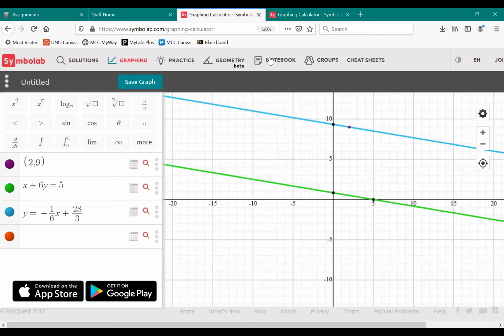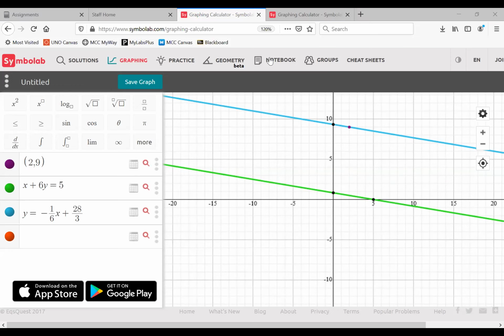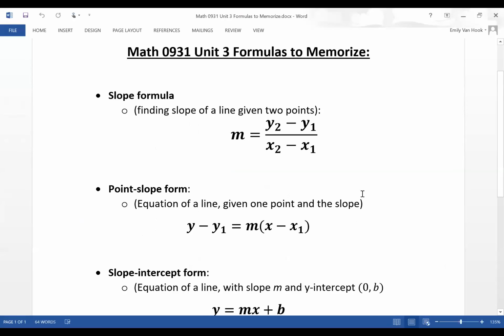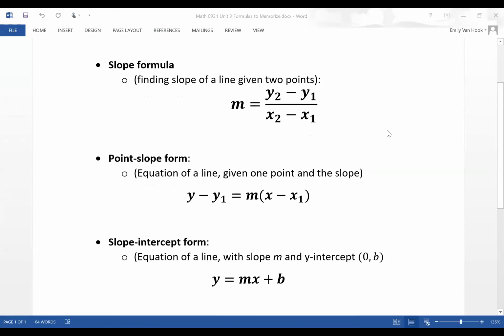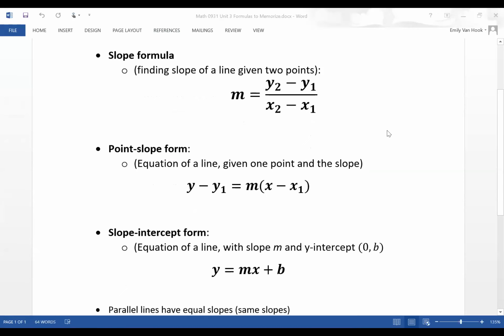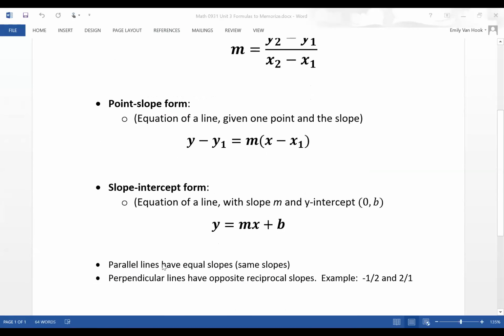Okay, good. So we've made it through our examples in our notes. And the last thing I'll remind you about is our list of formulas. I showed you this before. Just keep coming back to these. These are the formulas that we're using in this unit: the slope formula, point slope form, and slope-intercept form, and then here's that reminder about parallel and perpendicular lines.